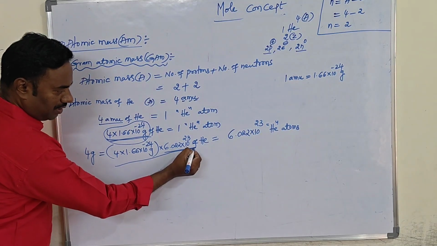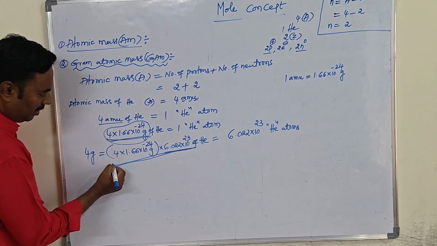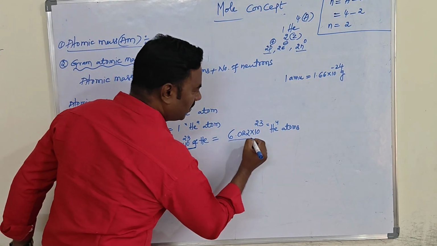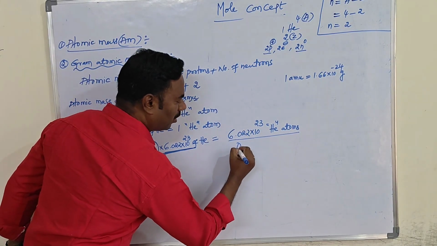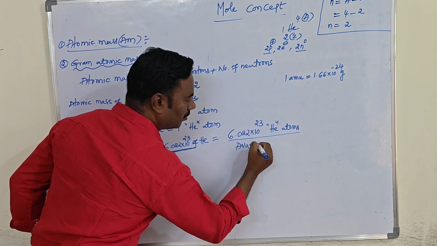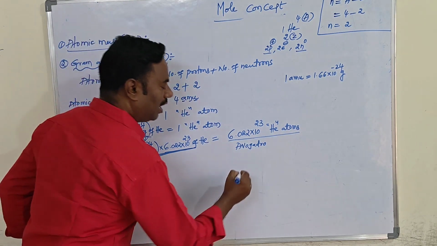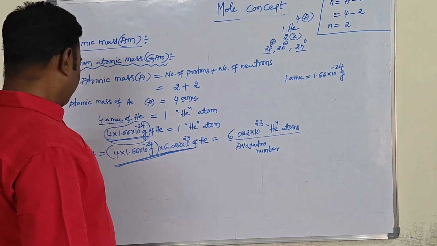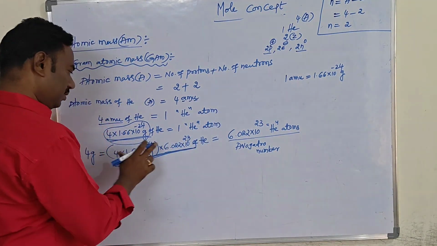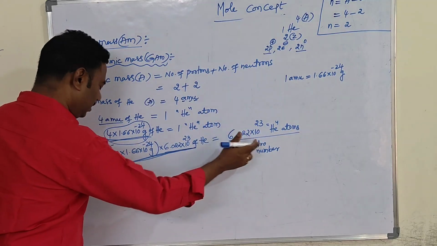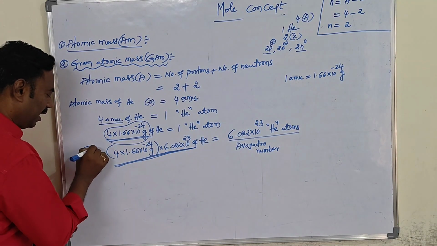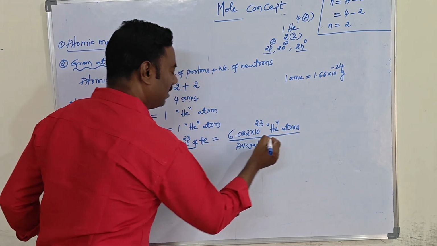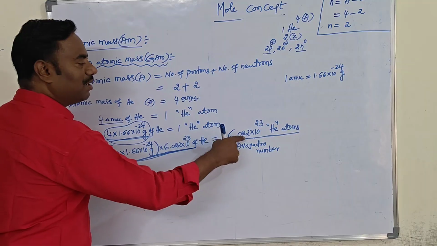See this. When you simplify this number, you will get 4 grams. This is equal to these many atoms. This is Avogadro number. This is equal to this. That means in 4 grams, how many atoms are there? These many atoms are there. In 4 grams of helium, these many helium atoms are there.